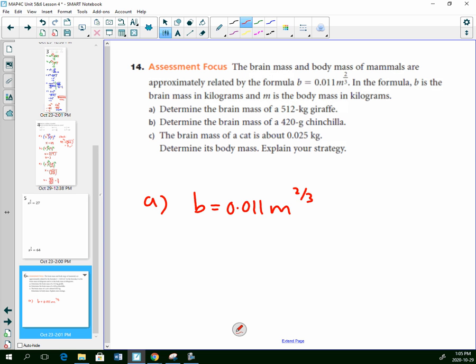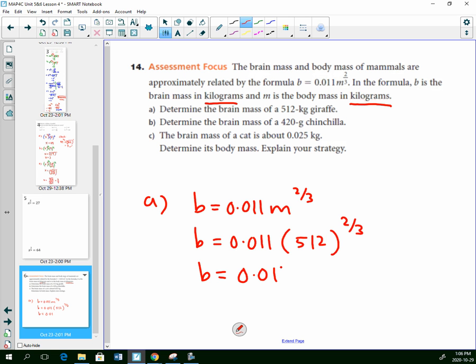So the first question says determine the brain mass, which is B, and it gives you a body mass of 512 kilograms. Okay, note that the formula is given in kilograms, so I don't have to convert the mass because it's already in the proper unit. So I'm just going to put in the mass into the equation and calculate it.